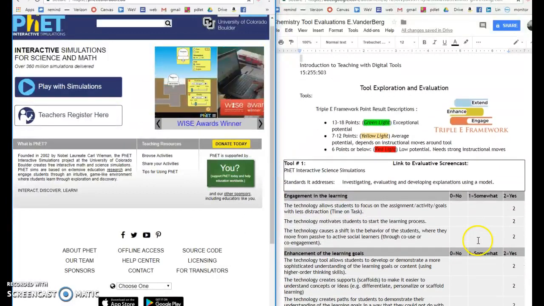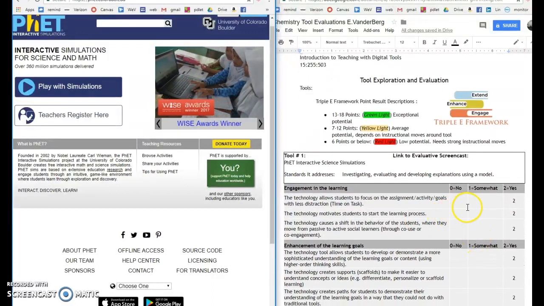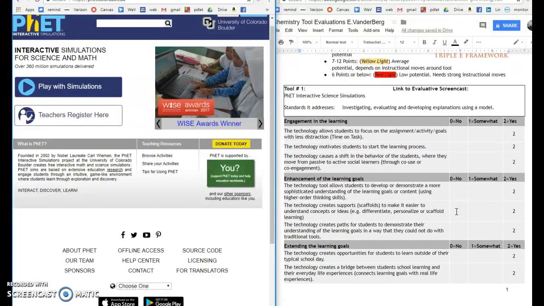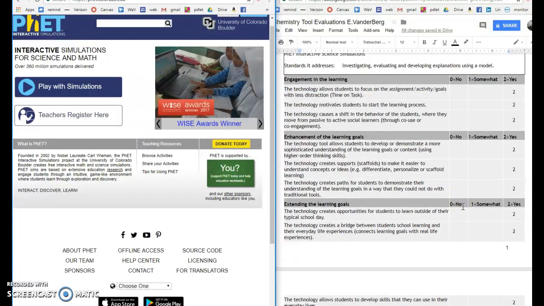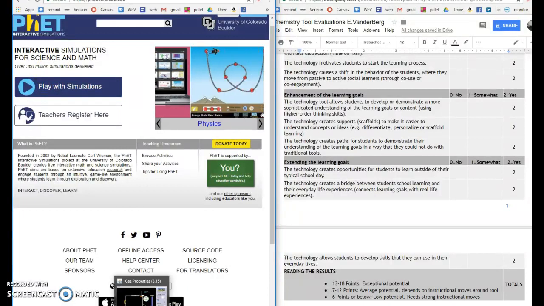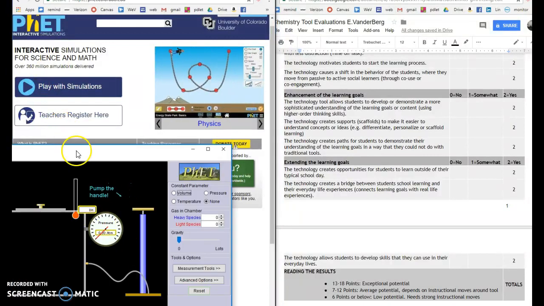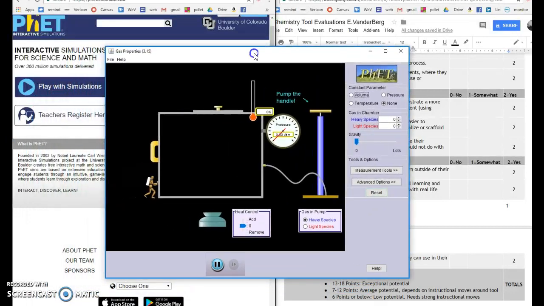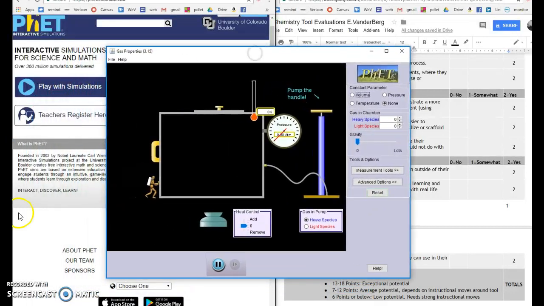So I want to show you right away why it's so engaging and why it enhances the learning goals and why it extends the learning goals. So here we go. I'm going to show you the gas properties simulation, and sure enough, right away you see it invites the learner to interact with the simulation.